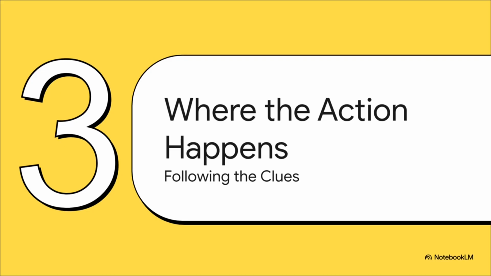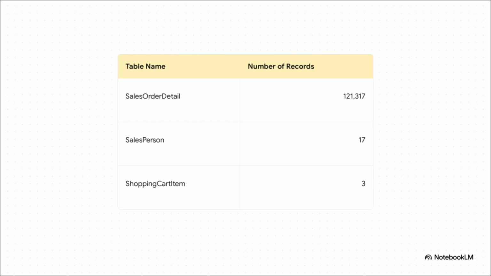So we've got our map, and it's got 19 different locations on it. Now, if you're a good detective, your first question is going to be, where's all the action? We can figure that out pretty easily by just seeing which of these filing cabinets are totally stuffed. The size of the table, well, that tells a story. And whoa, right away we find a huge clue. Look at the sales order detail table. That's basically every single item in every single order. It has over 121,000 records. But then look at salesperson, only 17. And shopping cart item, items that people almost bought but then left behind, only 3.